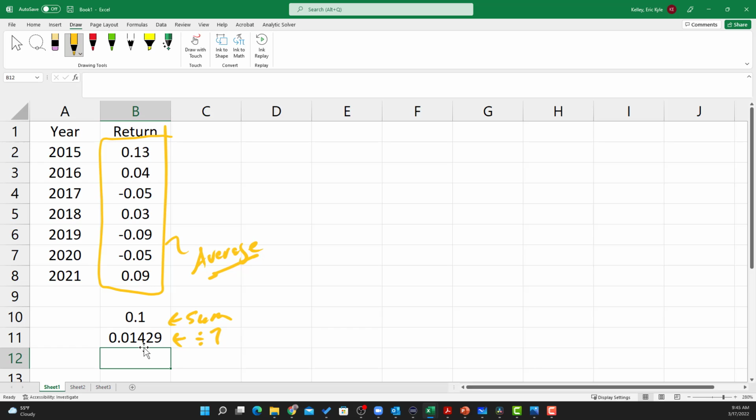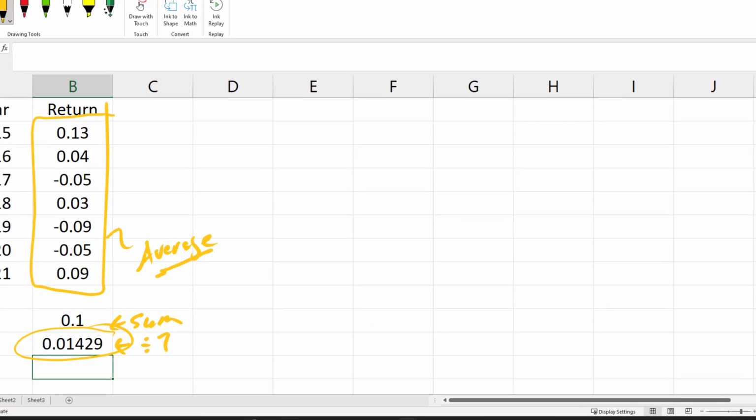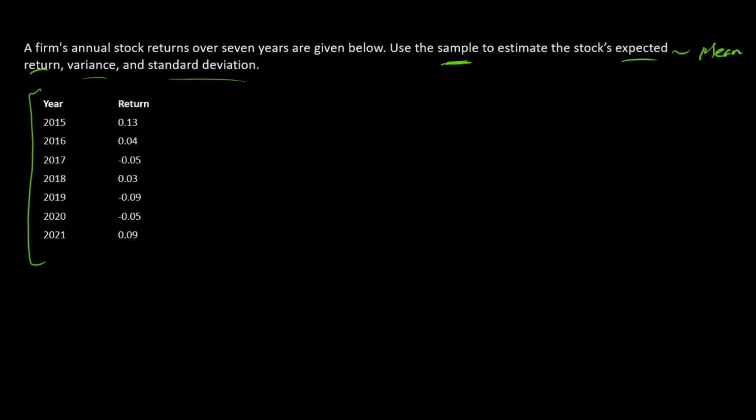And there is my answer for expected return. So this is the estimate for expected return. 0.0149. So expected return, 0.0149. All right, next, let's estimate the variance.